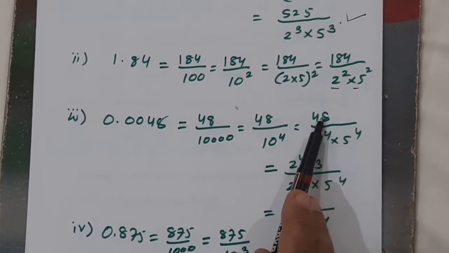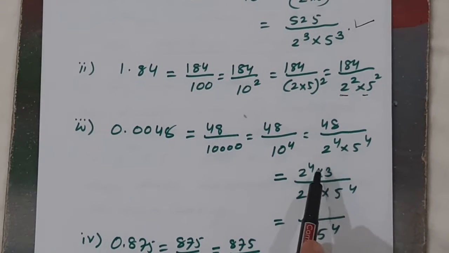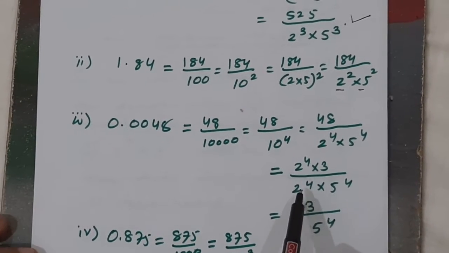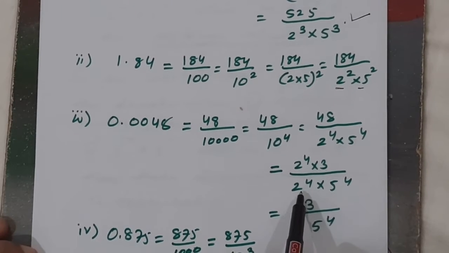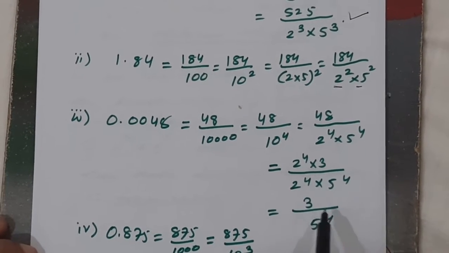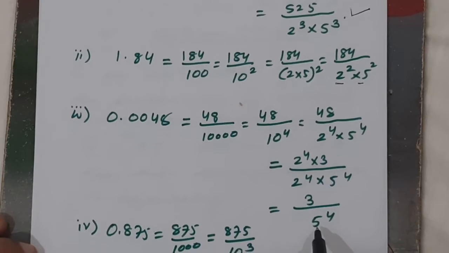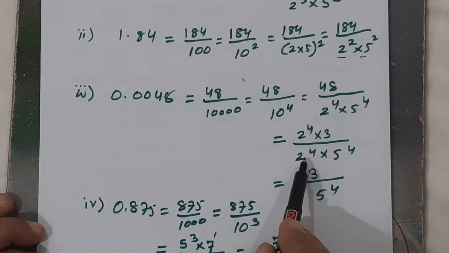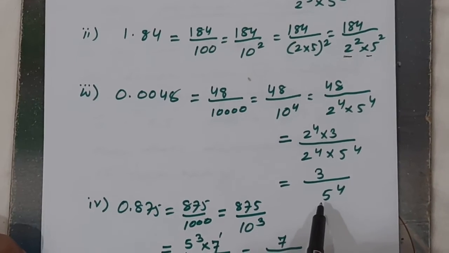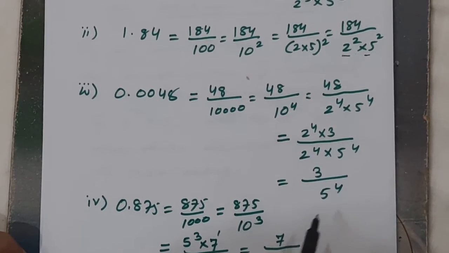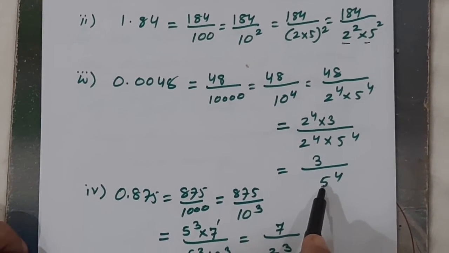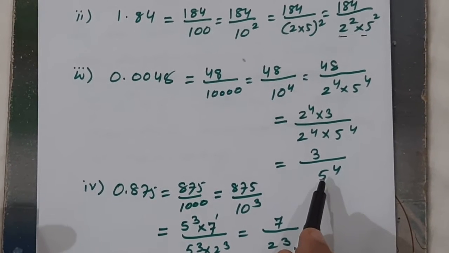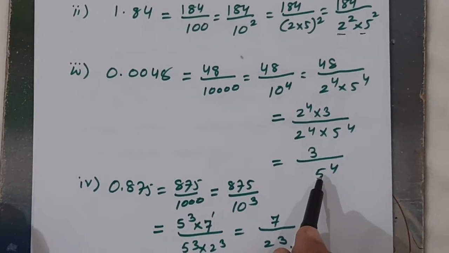Now 48 also can be factorized. It is 2 raised to 4 into 3. Now 2 raised to 4 in numerator and denominator is cancelled. So what we get? 3 upon 5 raised to 4. So here we see that we have cancelled 2 raised to 4. We can cancel it if it can get cancelled. Now see, the denominator is having only one factor, that is 5.